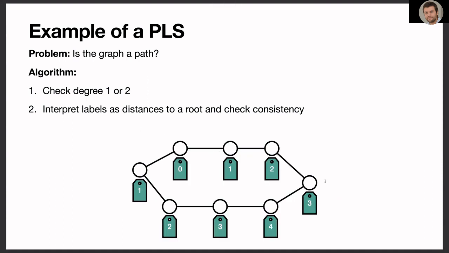And obviously, if the graph is not a path, then there's no way that there's a labeling that can convince everyone, right? So, for example, here there will be 2 vertices that will see the same label, or the same distance to the root.